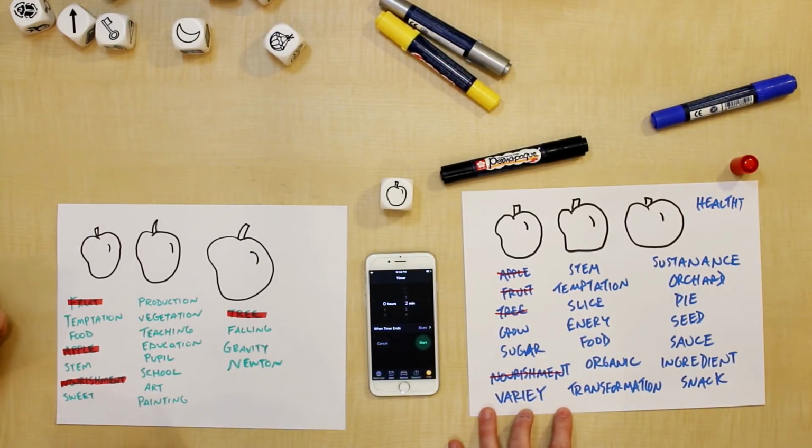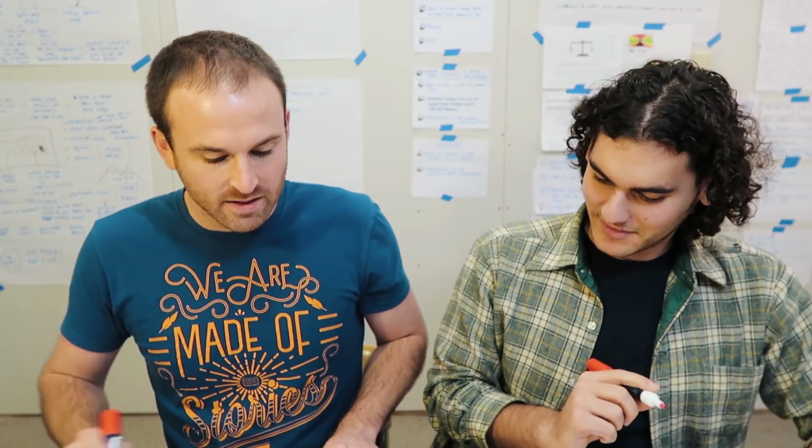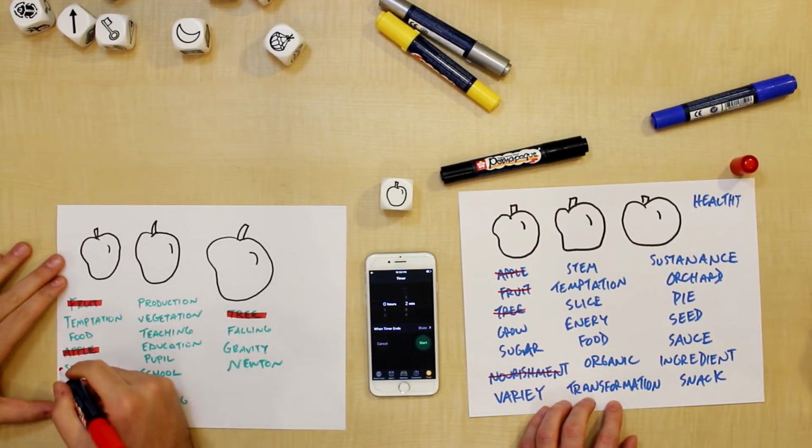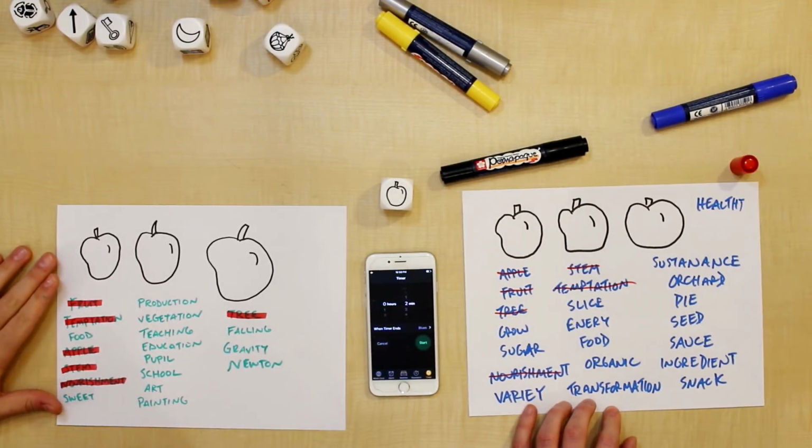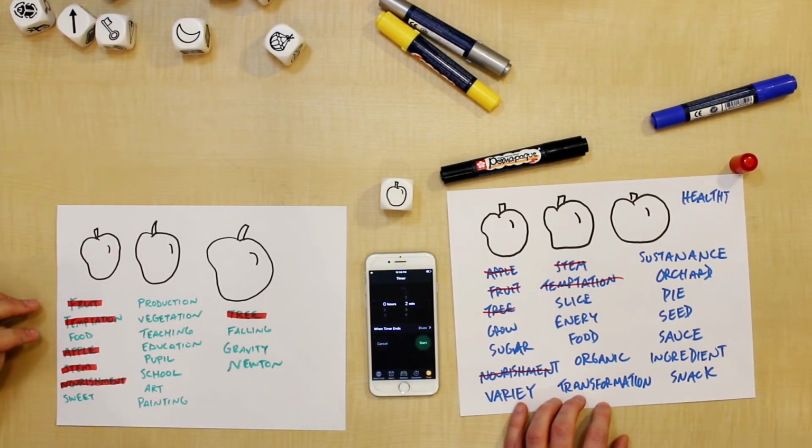Variety. Nope. Stem. Wait, explain variety. Like the different varieties of apples. Okay. Like what variety of apple is it? All right. It works. Okay. Stem. I have stem. Okay. Temptation. Yes. Gosh, thought that one might be original. Slice. No. Energy. However, if you have an apple as an icon, are you going to use it to represent slice? It's a thing that you could do to the object.